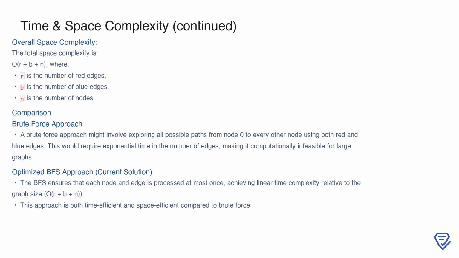When we compare this with a brute force approach, the difference becomes evident. A naive method might involve exploring all possible paths from the starting node to every other node, which would result in exponential time complexity due to the sheer number of possible paths in a graph. By contrast, the optimized BFS approach evaluates each node and edge at most once, achieving a linear time complexity of O(R + B + N). This makes our solution both computationally efficient and practical for large graphs.